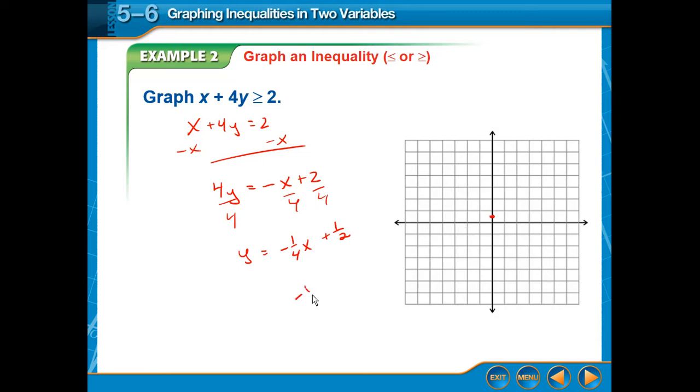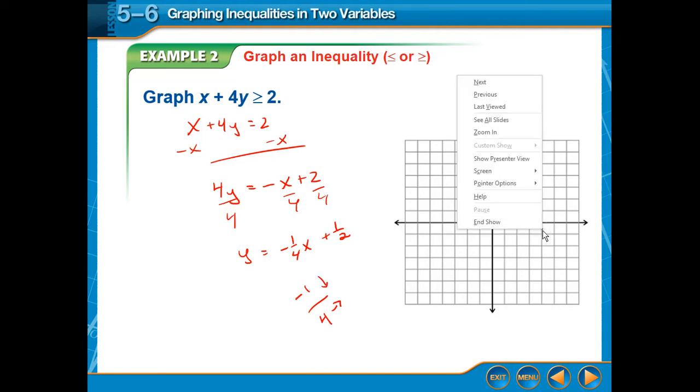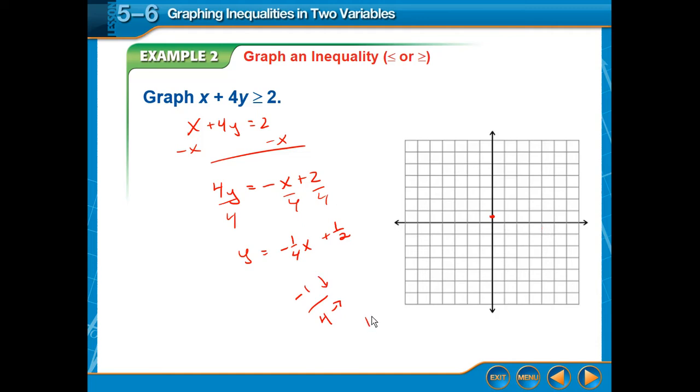So that means it's going to go down 1 and forward 4. So down 1, forward 4 from there gets me here. Or I can think of it as up 1 and back 4. So up 1 and back 4 would take me here. Okay, in this case, our inequality has an or equal to. That means we're including our boundary. It can be on the boundary. So we want to draw a solid line going through these points.